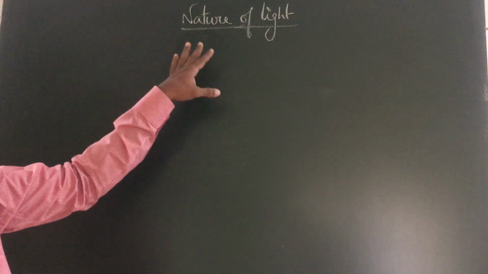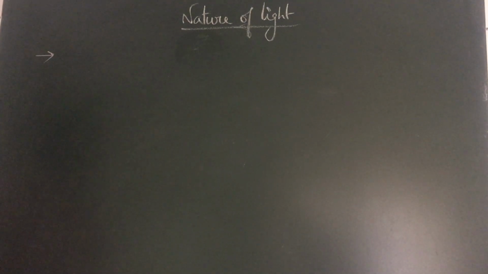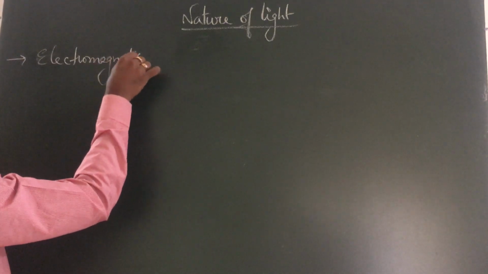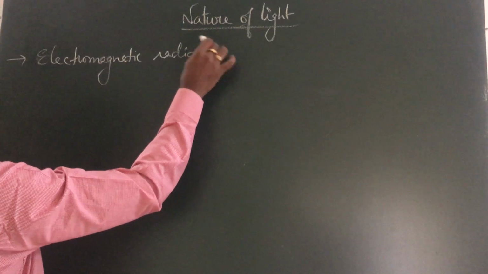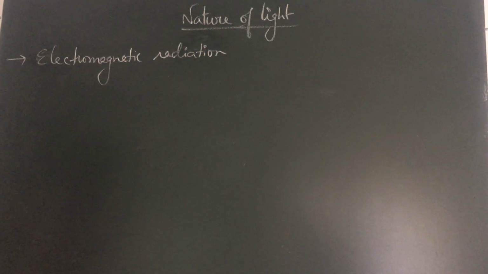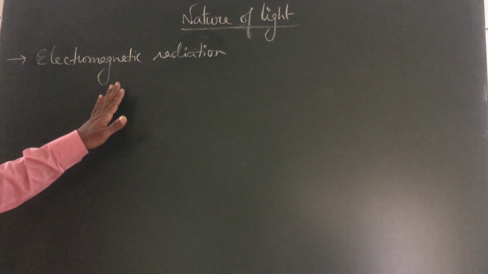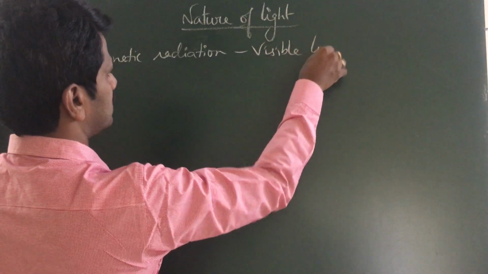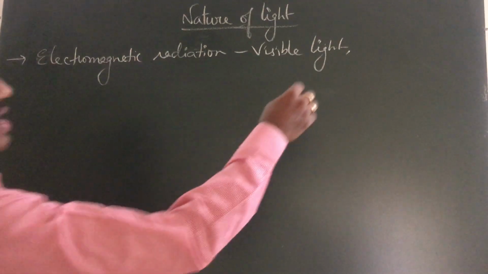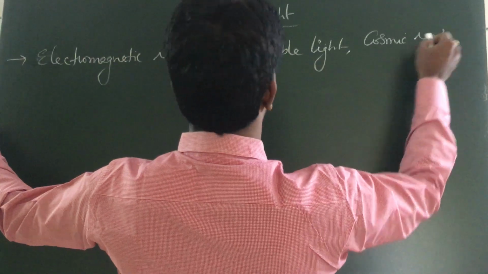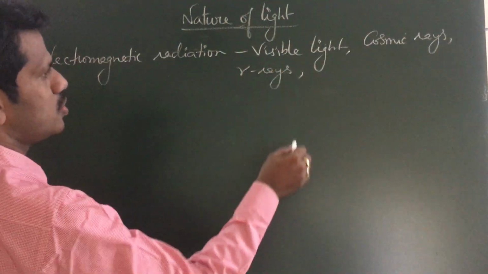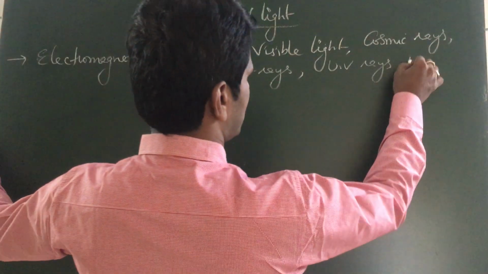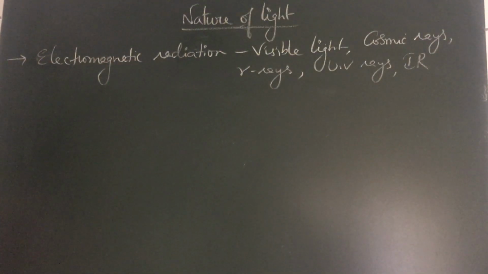So what are the different wavelengths? Generally, the electromagnetic radiations, that is visible light, cosmic rays, gamma rays, UV, IR, all these are electromagnetic radiations.